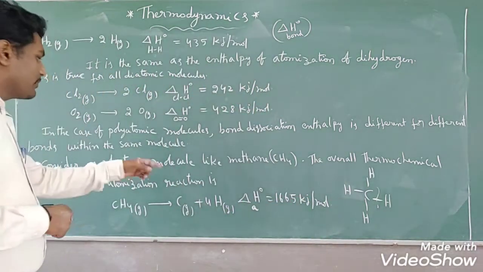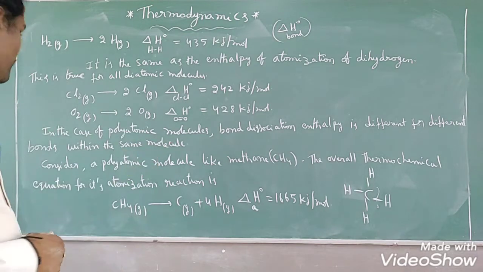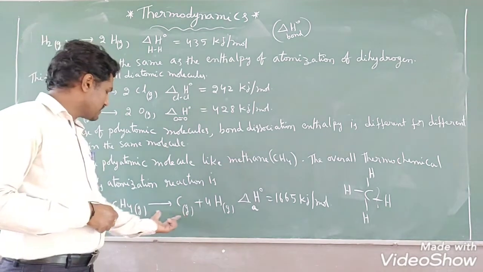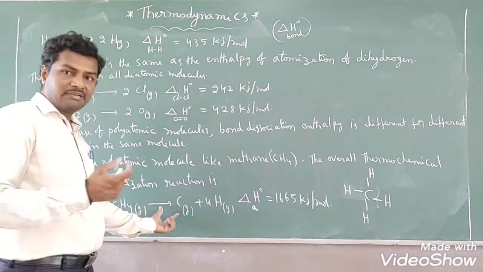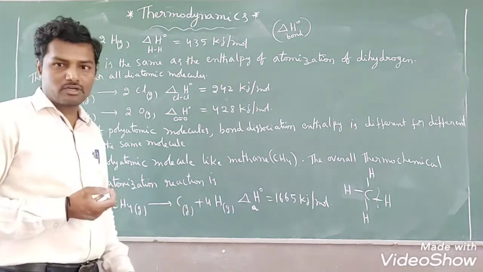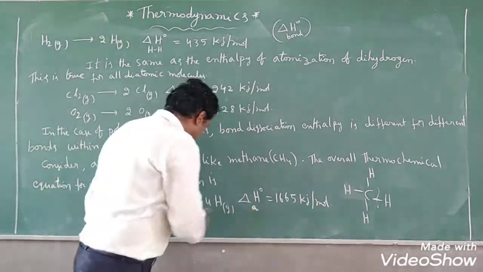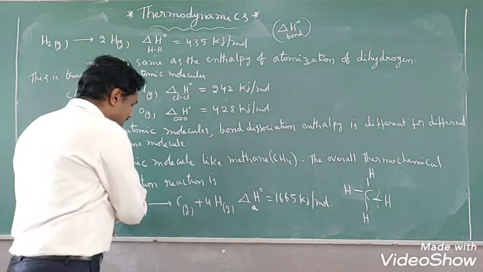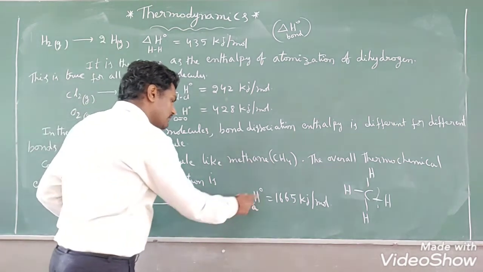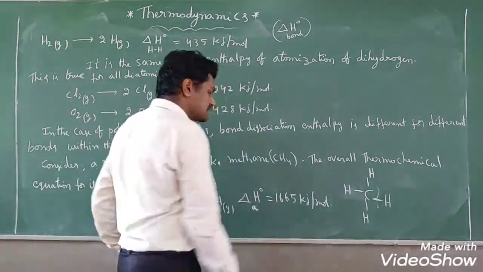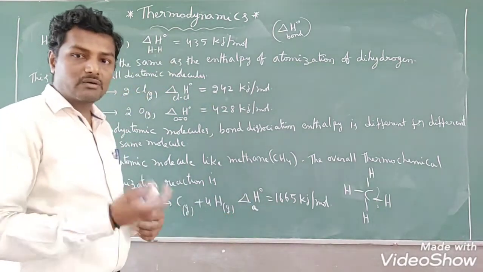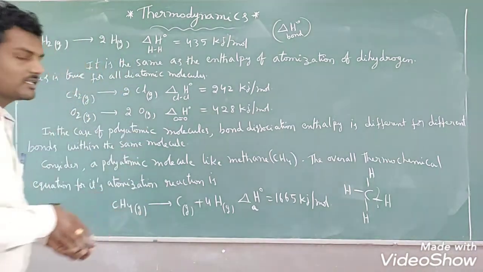So let us consider a polyatomic molecule like methane, the overall thermochemical equation for its atomization. First I have given you the enthalpy of atomization of CH4. How do we identify bond dissociation enthalpy in the case of a polyatomic molecule like methane, we are also going to discuss, students. This is complete atomization. The molecule is completely converting into atoms, that too in the gaseous state. Then we have got enthalpy of atomization 1665 kilojoule per mole of energy. How we are getting it, we are going to discuss now, students.